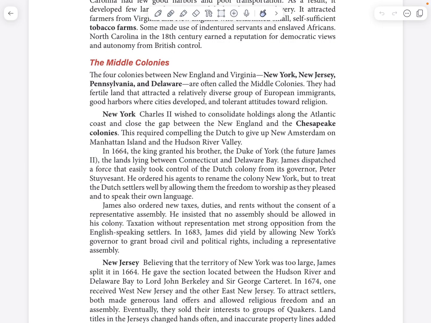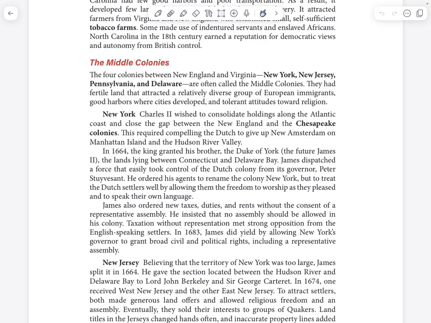James dispatched a force that easily took control of the Dutch colony from its governor, Peter Stuyvesant. He ordered his agents to rename the colony New York, but to treat the Dutch settlers well by allowing them the freedom to worship as they pleased and to speak their own language. James also ordered new taxes, duties, and rents without the consent of a representative assembly. He insisted that no assembly should be allowed in his colony.